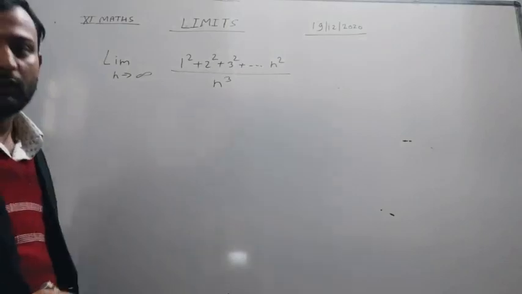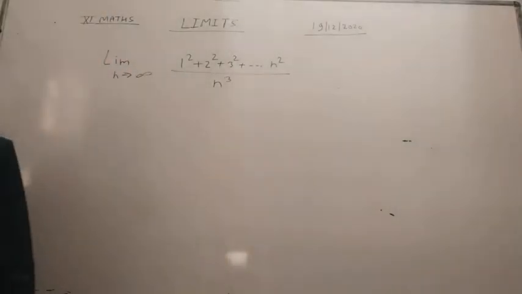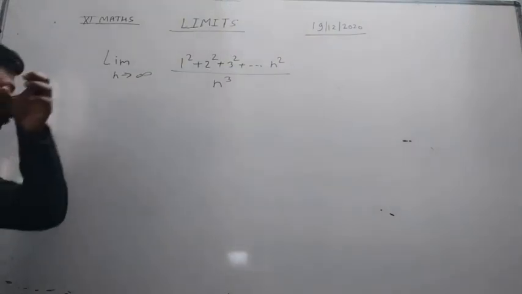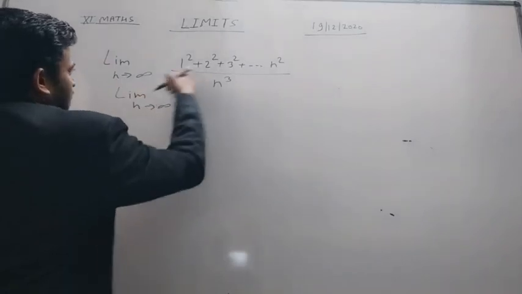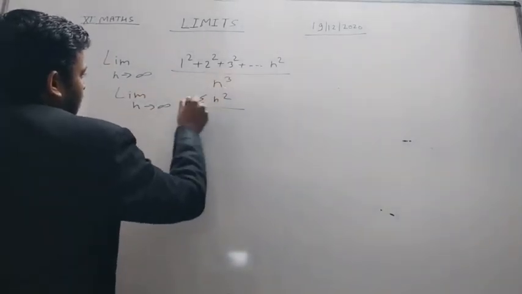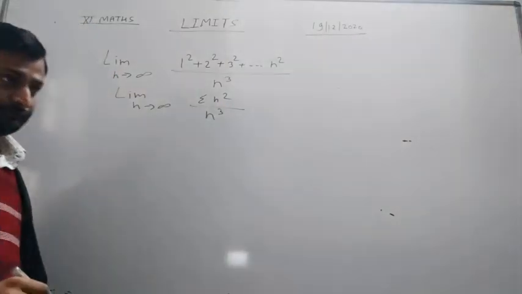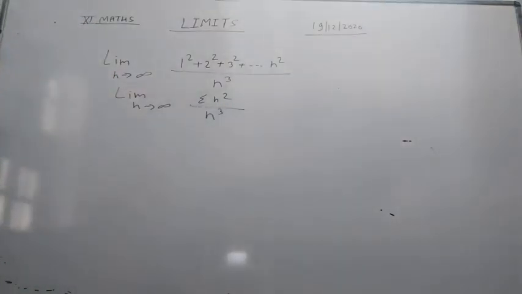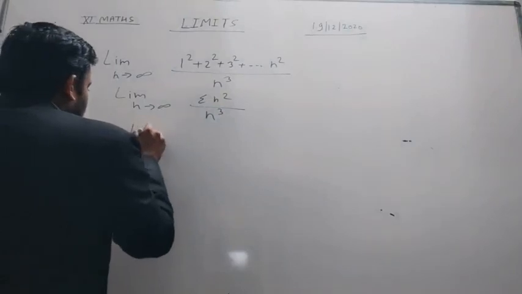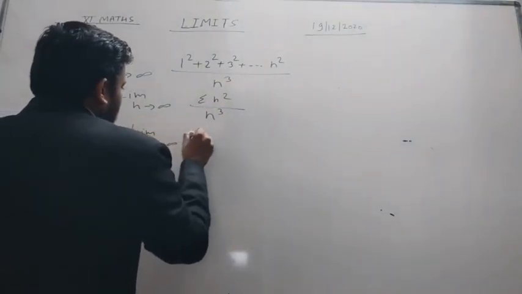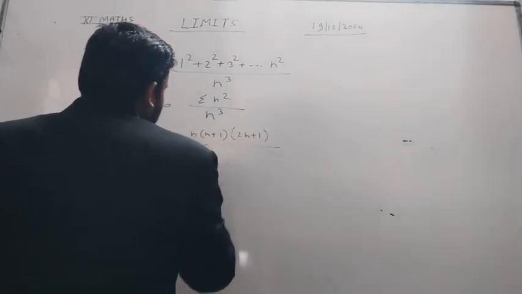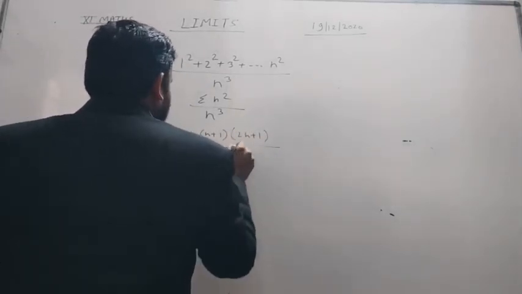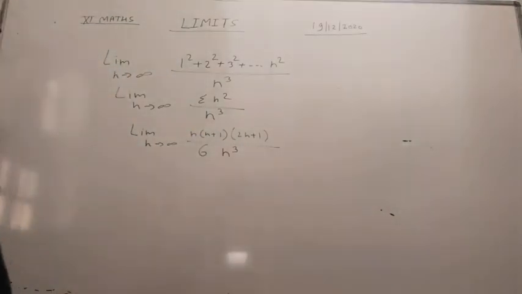Now we have to find the limit of this question. You know this is 1 square plus 2 square plus 3 square. This is our summation n square. So we know the value of summation n square is n into n plus 1 into 2n plus 1 by 6, and this is over n cube.